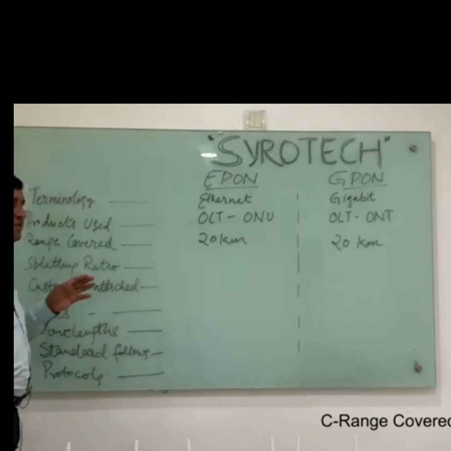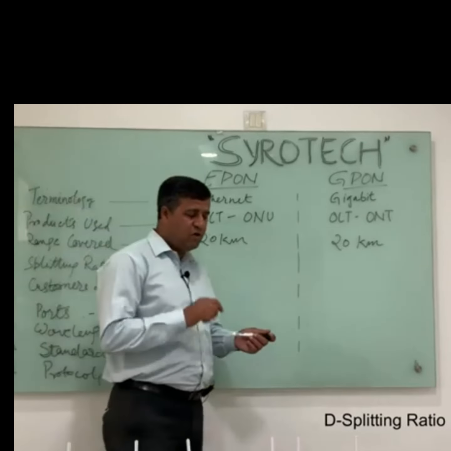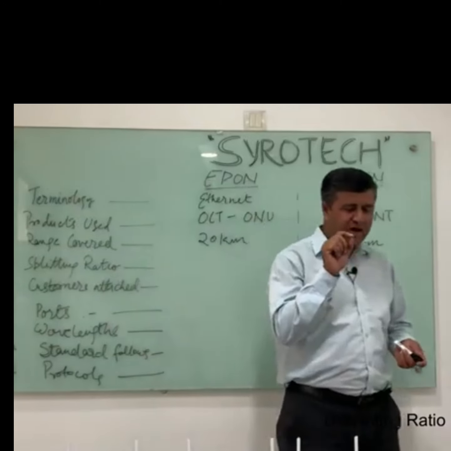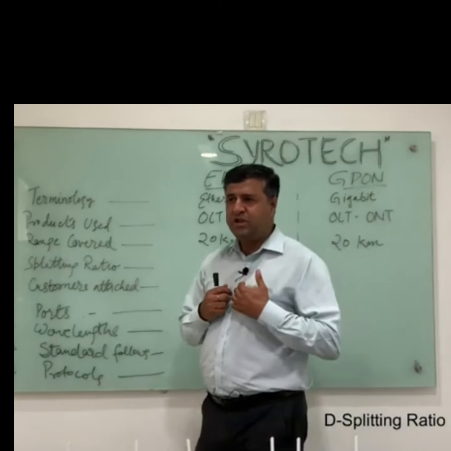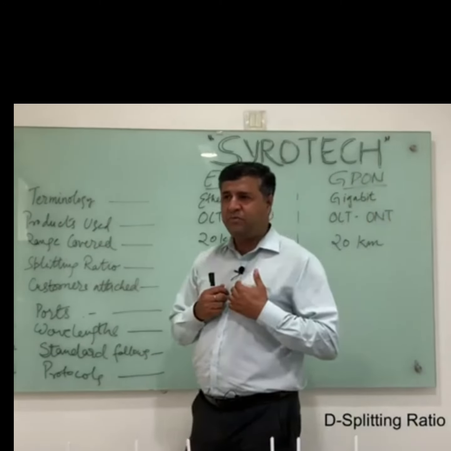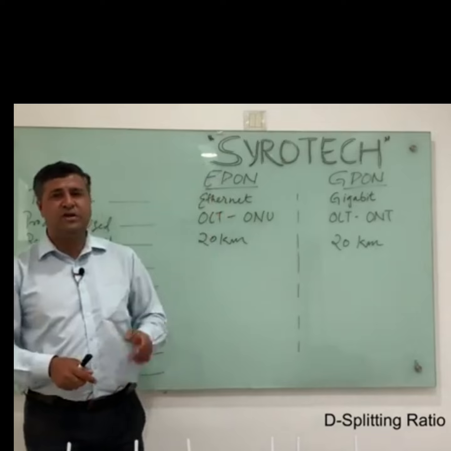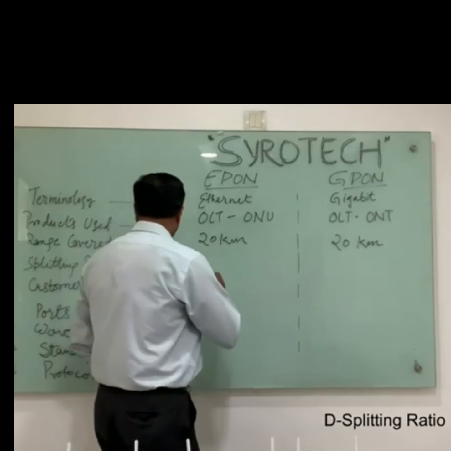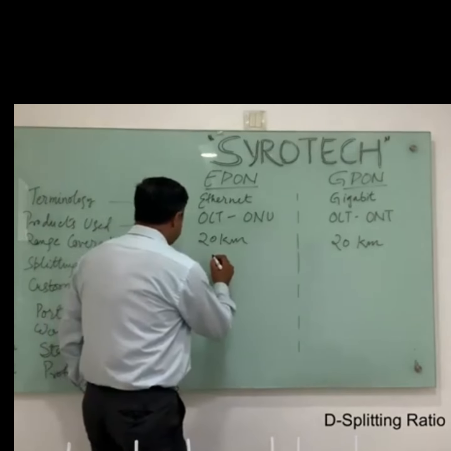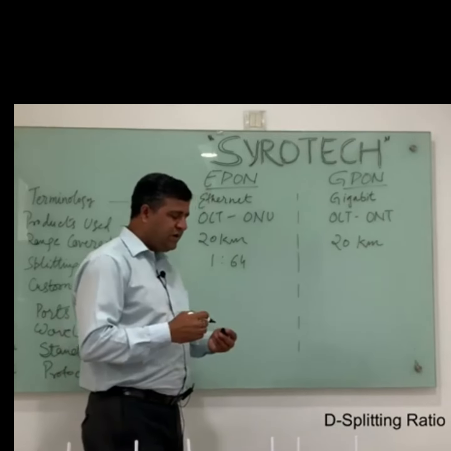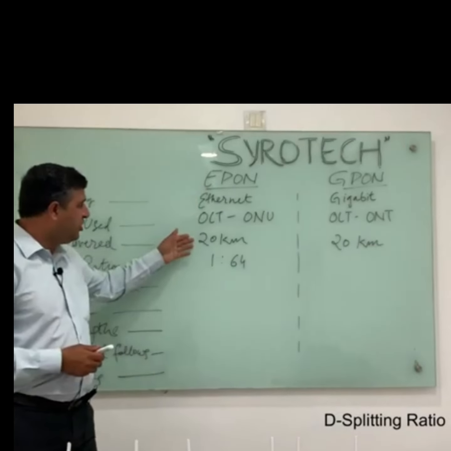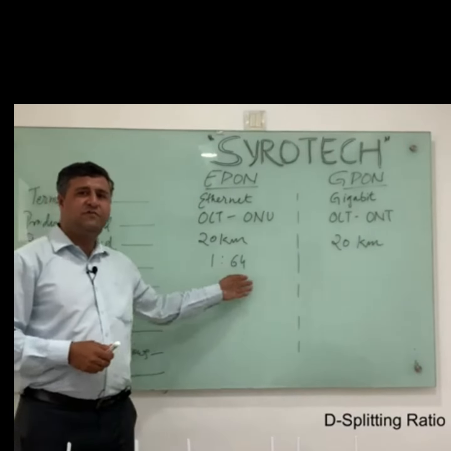The basic difference is the splitting ratio. A commonly asked question is, so many people ask, okay sir, I am using EPON, how many customers can I attach with this, and if I am using GEPON, how many customers can I go with? Here in EPON, the splitting ratio will always be 1:64. It means we can go maximum up to 20 km, and we can attach 64 customers with our one PON port.